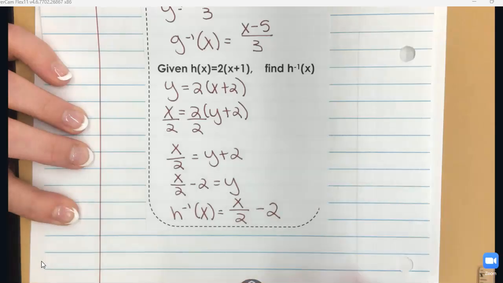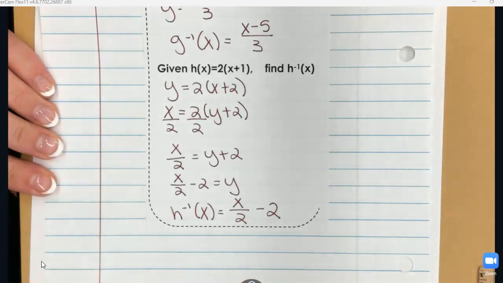And that wraps up how to find inverses. Next time we are going to talk about how to verify if two functions are inverses of each other or not.